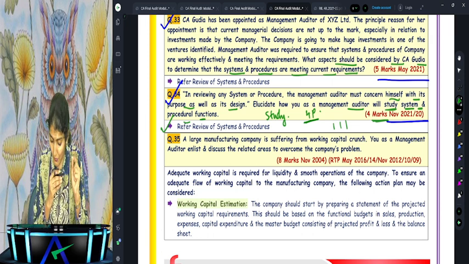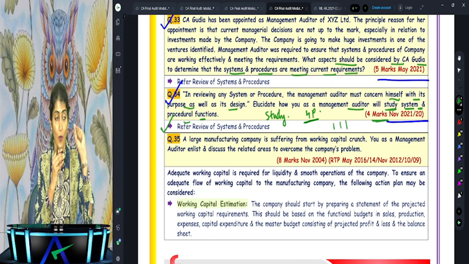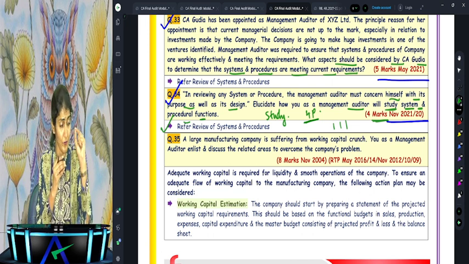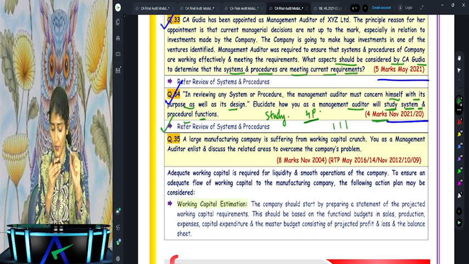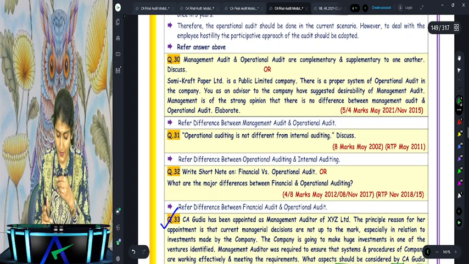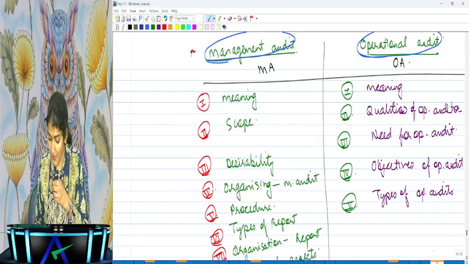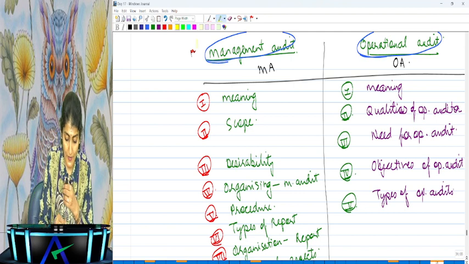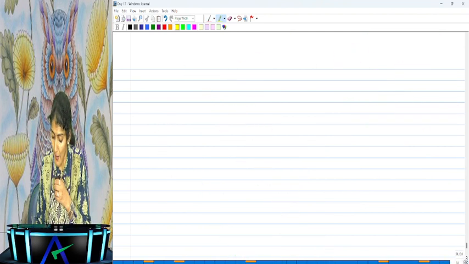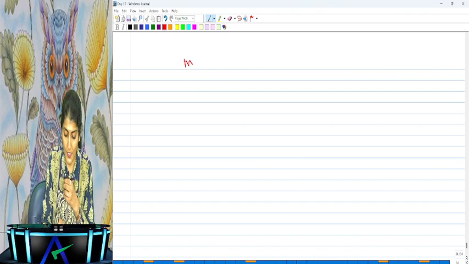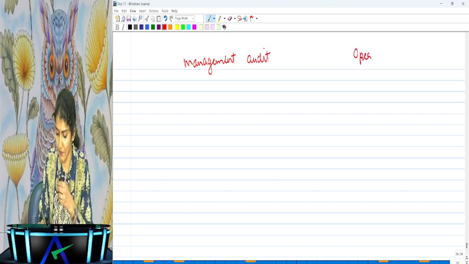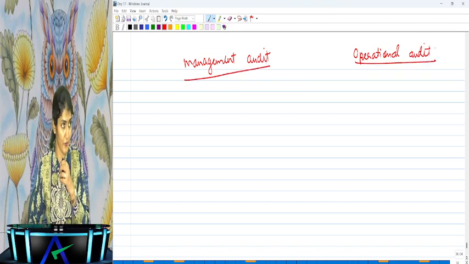So one part of the discussion in this chapter which we wanted to have was regarding the review of systems and procedures. Have we completed that part of the discussion? Okay, right. So now let's come back to our original main discussion, which is regarding the management audit and the operational audit. Everybody all good with review of systems and procedures?